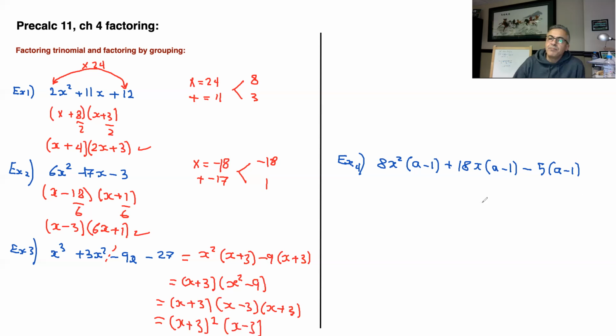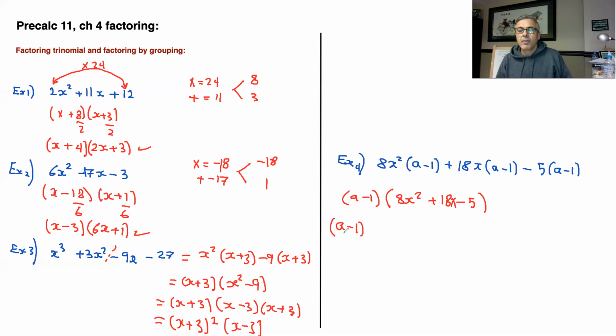We'll go to this one. It looks complicated, but not really. You have a greatest common factor. If you look, you have 1, 2, 3 terms. In each term, there's a minus 1 in brackets. Take that out as the greatest common factor and end up with 8x squared plus 18x minus 18x, sorry. Now a minus 1 will carry through.